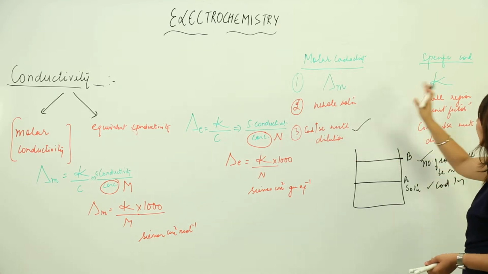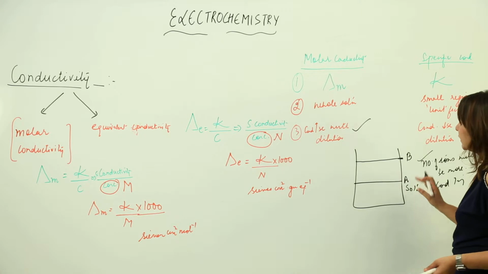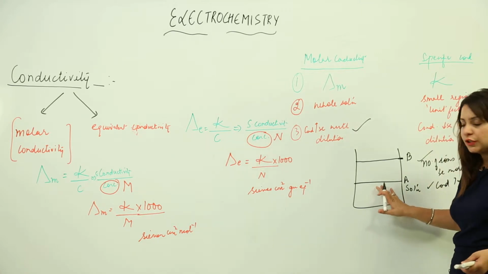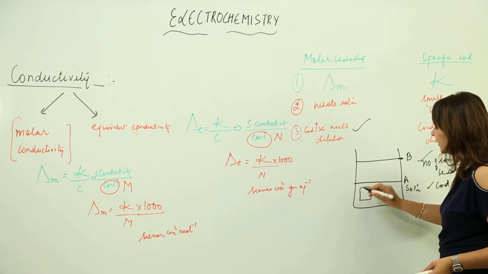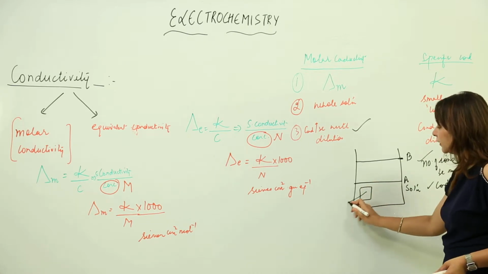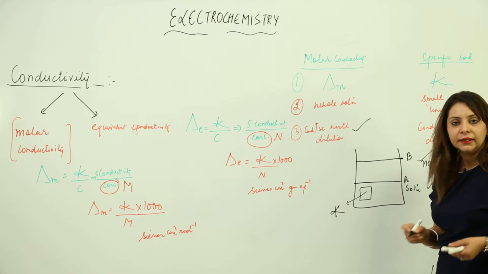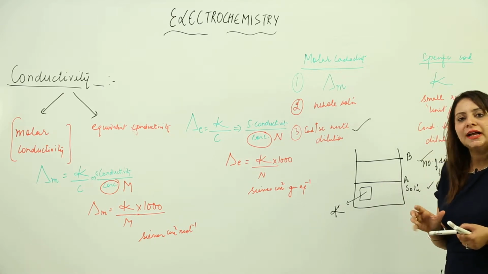But if we compare with specific conductivity, say I want to calculate the specific conductivity of this part. For this given region, the conductivity is called specific conductivity, that is kappa.